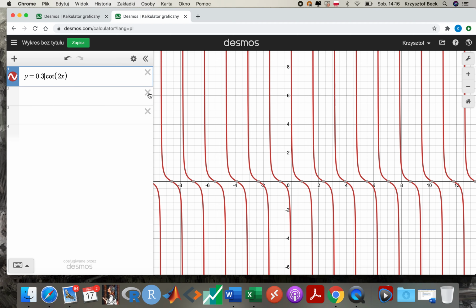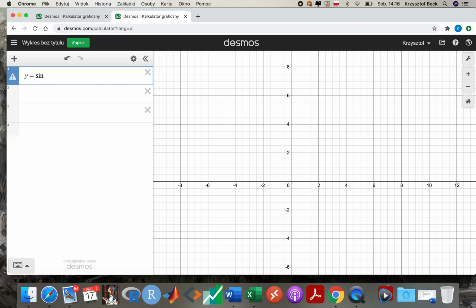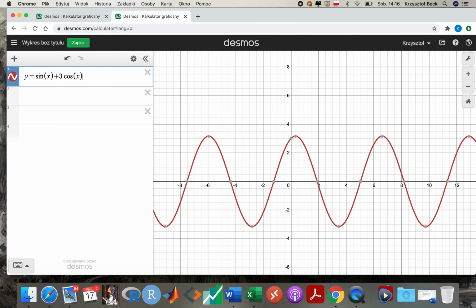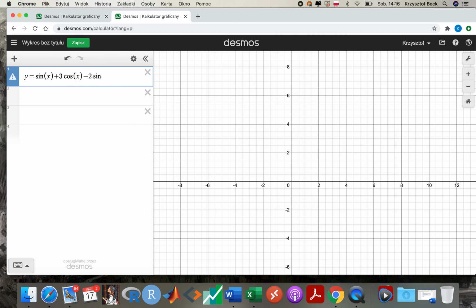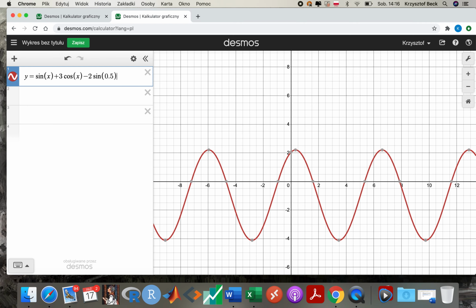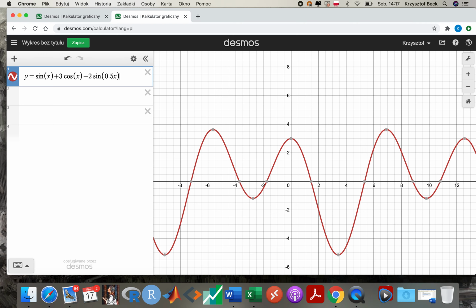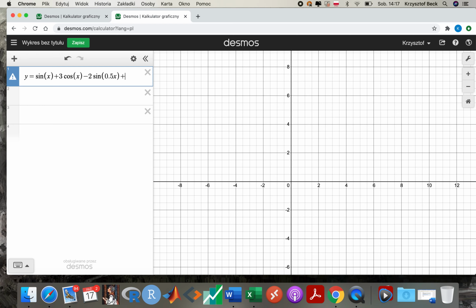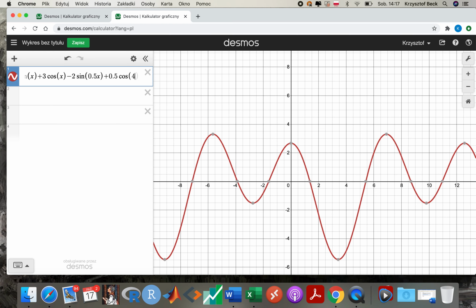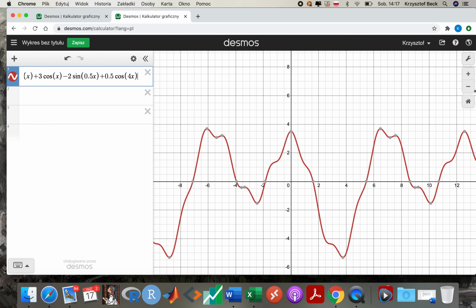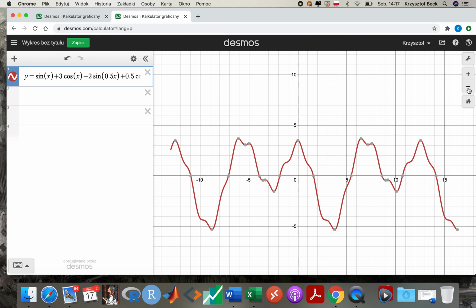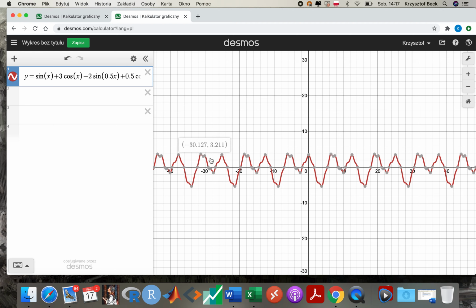But look, the most interesting thing about trigonometric functions is what happens when you combine them. Look, if I'm going to take a function like sine x plus 3 cosine x minus 2 sine 0.5x plus 0.5, let's just say cosine 4x. Look, what you see over here is that we are getting a function that is still cyclical, but is becoming more and more complicated. And this is the real power of trigonometric functions.